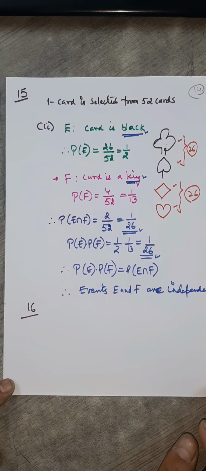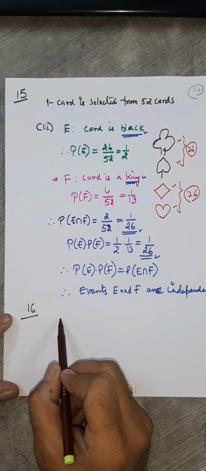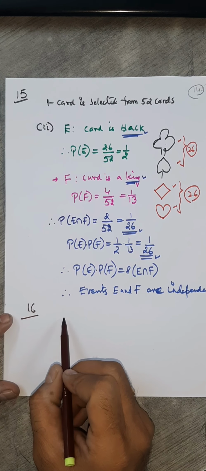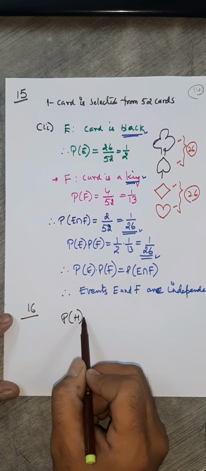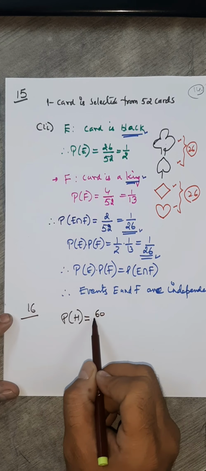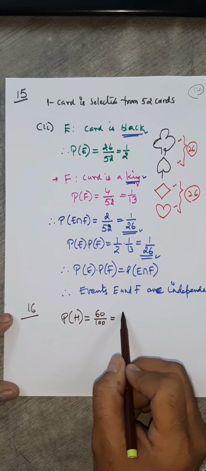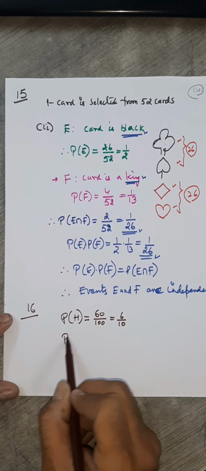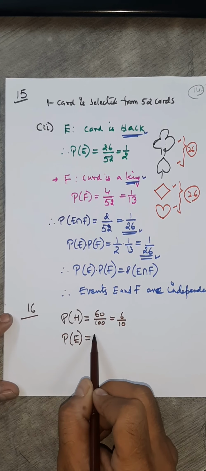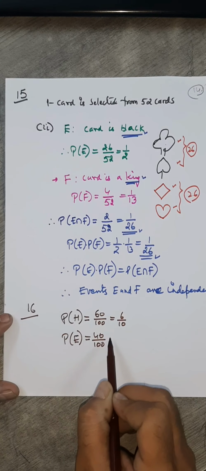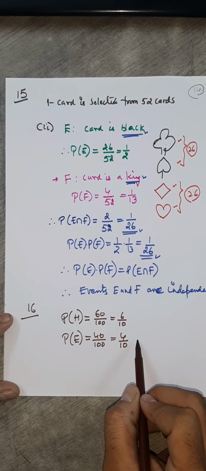If you just read it, you will realize it is just a theoretical question. 60% students read Hindi newspaper. So the probability that a student reads Hindi newspaper is 60 by 100, so you can just write 6 by 10. The probability that a student reads English newspaper, which we are given as 40%, is 40 by 100, so 4 by 10. And 20% read both.